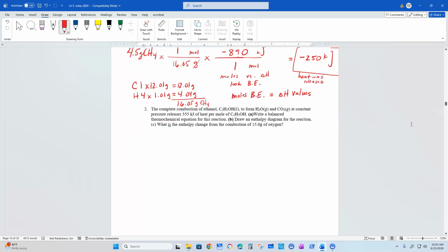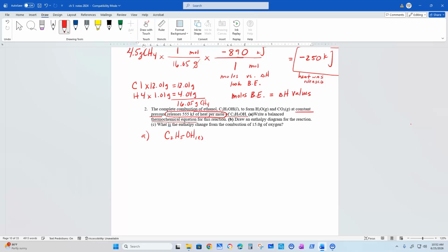Let's try another one. Combustion of ethanol to form water and CO2, and it's constant pressure. It says it releases 555 kilojoules of heat per mole of ethanol. Write a balanced thermochemical equation. Okay, well, step number 1, we need a balanced chemical equation.